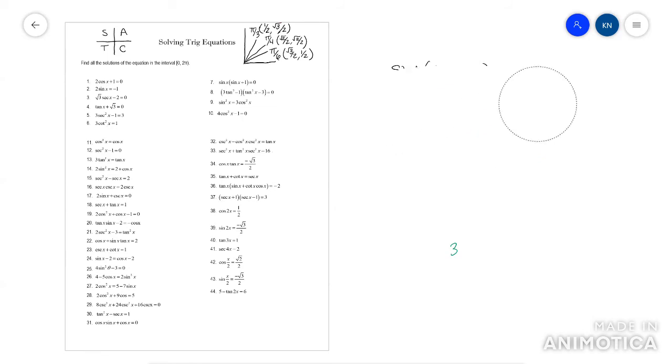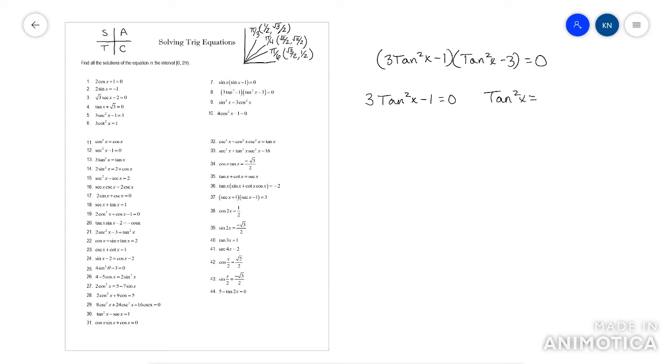Okay, number 8. It's kind of similar. They gave me something that's already factored. So I've got 3 tan squared x minus 1 and tan squared x minus 3. Okay, it's already factored. Let's take each factor and set it equal to 0. 3 tan squared x minus 1 equals 0. And tan squared x minus 3 equals 0. Okay, solve each of these.